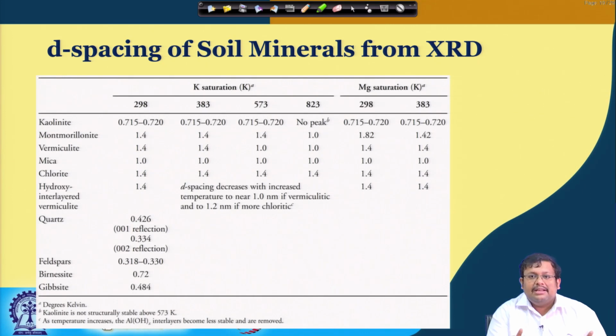If you have this table in front of you, and you see those peaks from the X-ray diffraction, you can identify, okay, we are seeing this peak at this point, so obviously this will be the peak of either mica, kaolinite, or montmorillonite.